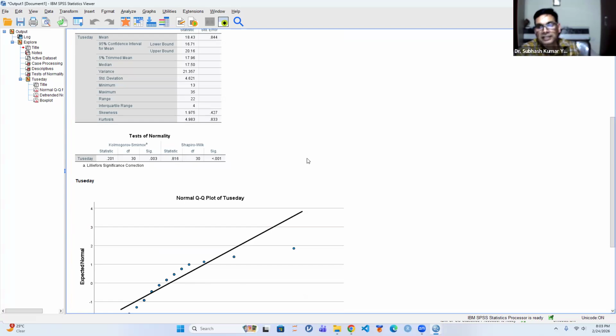It means the data is non-normal. Non-normal, ma'am, because here null hypothesis is considered that the data is normal. And since the p-value is less than 0.05, so null hypothesis is rejected. And since null hypothesis is that the data is normal and it is rejected, so it is non-normal.